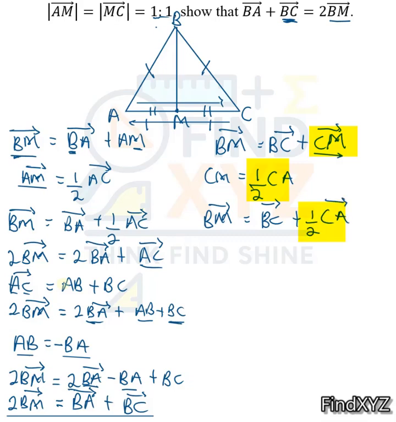I can do algebra by multiplying each vector by 2 to eliminate the fraction. So I have twice of vector BM is equal to twice of vector BC plus vector CA. Then we want to achieve something. We want to achieve BA plus BC. So what is vector CA?